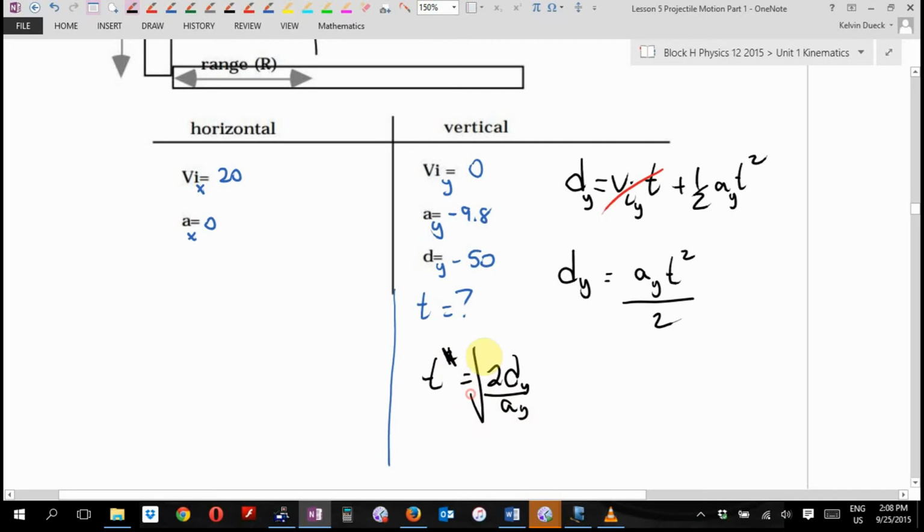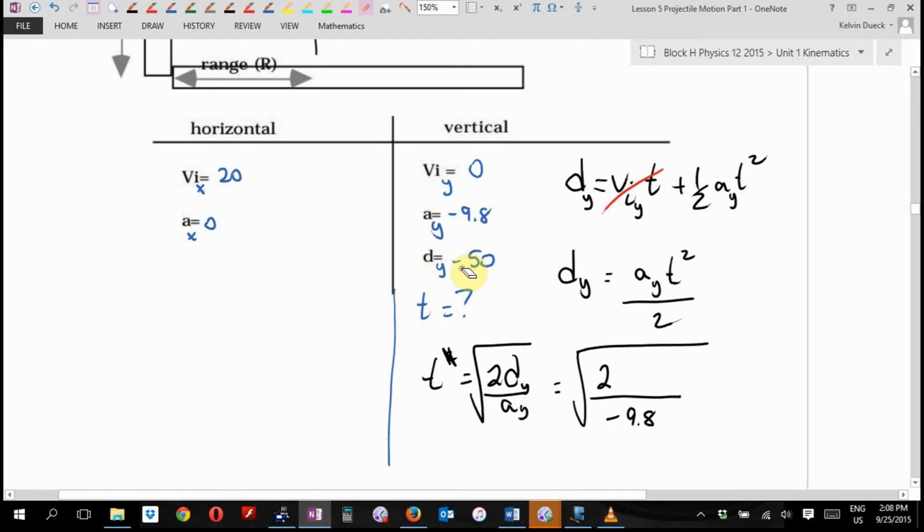How to get rid of a squared? Square root. It's going to be 2 times negative 9.8. Put your pencils down, look up. Remember how most of you missed that this was negative?